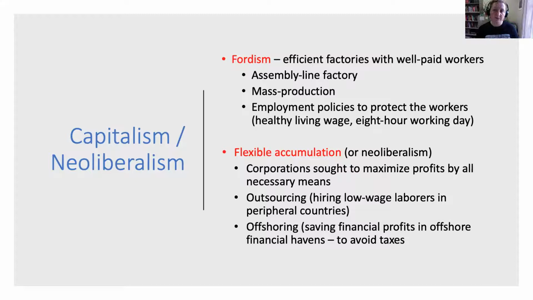So what happened in that time, to repeat it again, corporations sought to maximize profit by all necessary means. And so governments eased some of the regulations that kept labor nationally, right? And capital, we didn't talk about this, but capital also was more controlled. You couldn't really move your money out so easily. So there's two aspects of flexible accumulation.